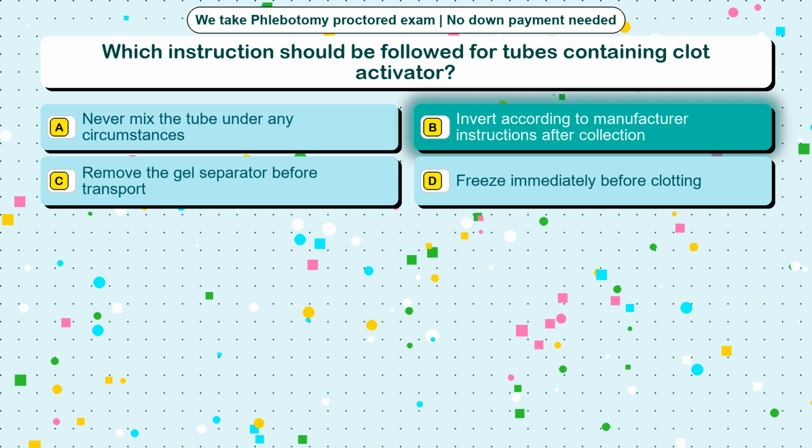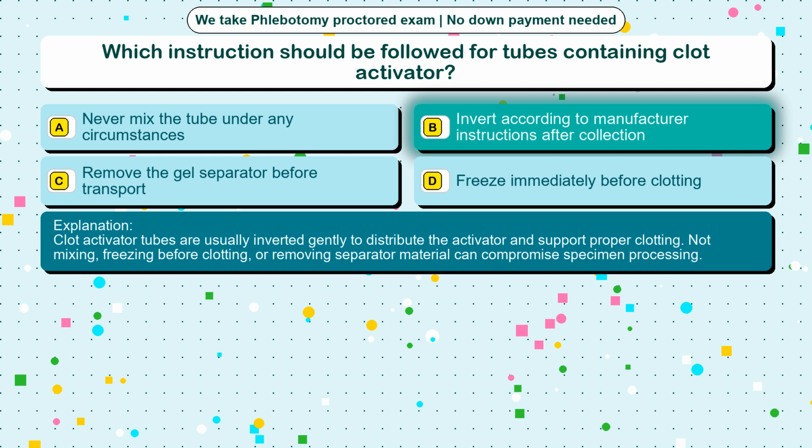The correct answer is option B. Invert according to manufacturer instructions after collection. Clot activator tubes are usually inverted gently to distribute the activator and support proper clotting. Not mixing, freezing before clotting, or removing separator material can compromise specimen processing.